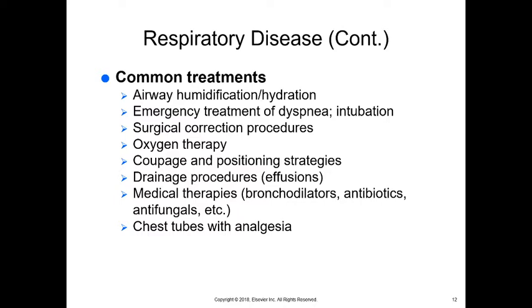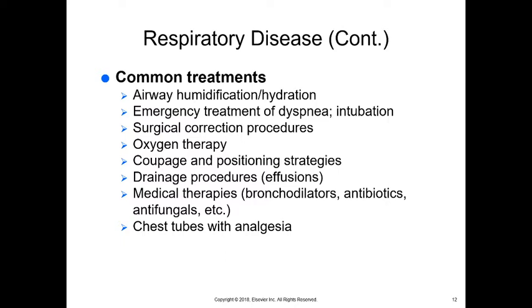If we have dyspnea, we may have to intubate or put a tube into the trachea of the animal. If they are sedated or unconscious, that's easy. Otherwise, we may have to do a surgical procedure where we're actually opening up the throat directly to the trachea. Oxygen therapy is pretty common for respiratory disease, especially if they become cyanotic. Then coupage and positioning strategy. So how do they breathe better? If they're lying on their side and they're having trouble breathing, we want to position them upright.